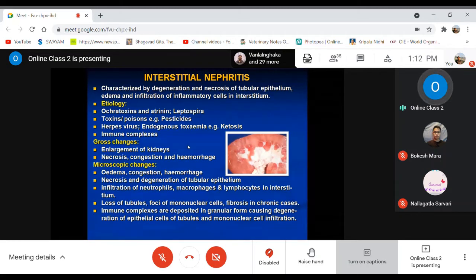Okay, and when you see the affected kidneys, mostly the kidneys are very much enlarged, with damage or necrotic changes, and some congestion and hemorrhagic lesions also may be there.